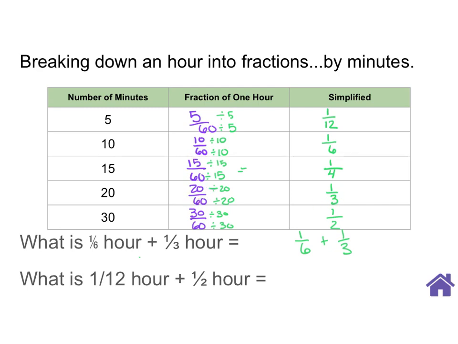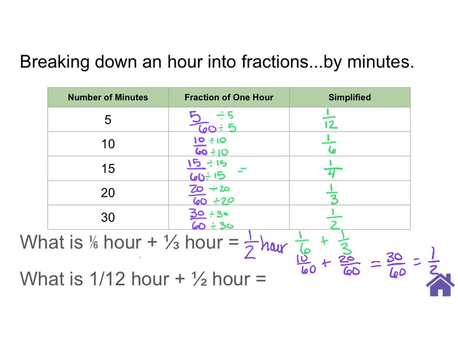So I'm going to just change it back: the 1/6 is 10/60ths, and then the 1/3 is 20/60ths. So how many 60ths do I have when I add? I have 30/60ths, which is 1/2. So this would be 1/2. Okay, so what is 1/6 of an hour plus 1/3 of an hour? That'd be 1/2 of an hour.